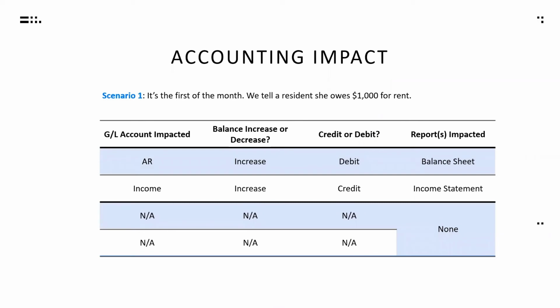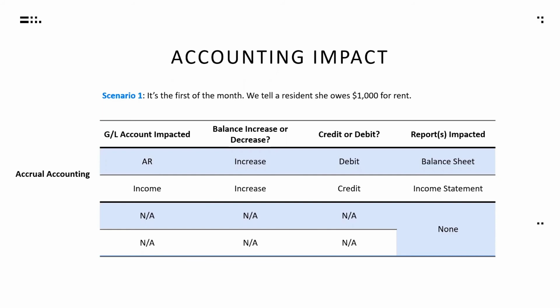Our first scenario is, it's the first of the month and we tell a resident she owes us $1,000 for rent. We'll start off on the accrual side. The two accounts that are impacted when we tell a resident that she owes us $1,000 are the AR, accounts receivable, and our rent income account. Both of those balances will increase.